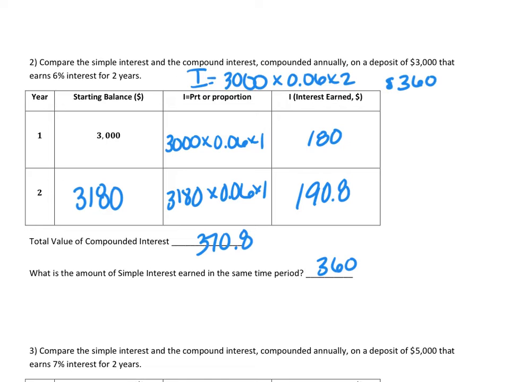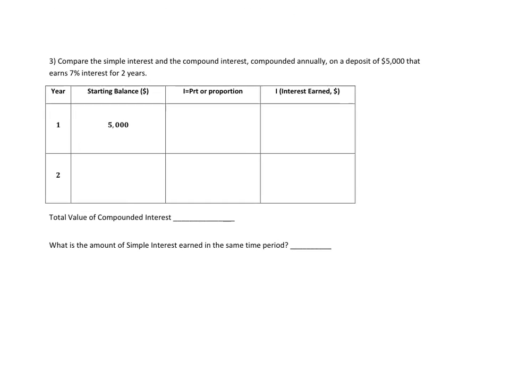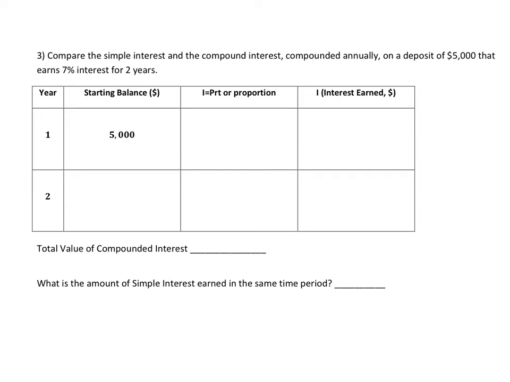Am I going too fast? Y'all kind of get where we're going? Okay. So I want you to attempt number 3 on your own. What's the simple interest one? Principal times rate times time. And then finish it out.